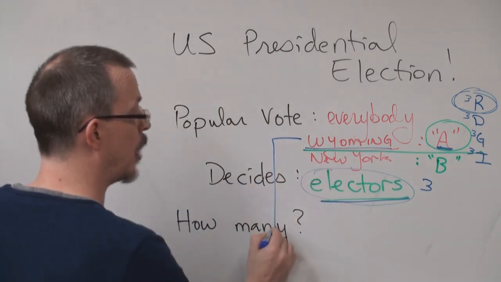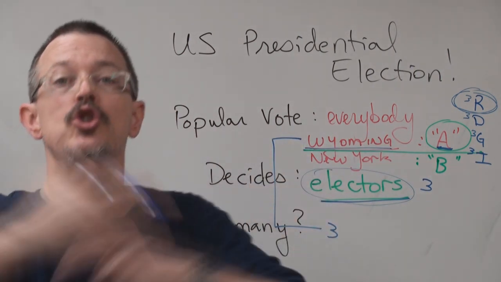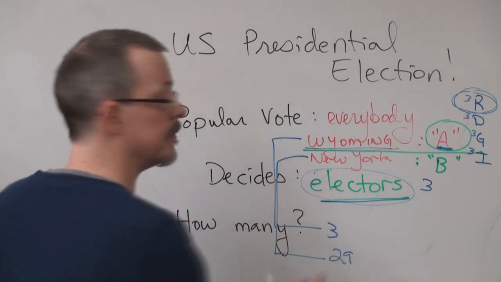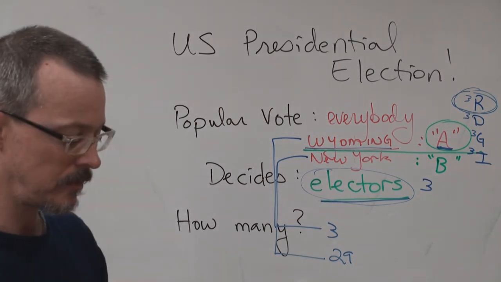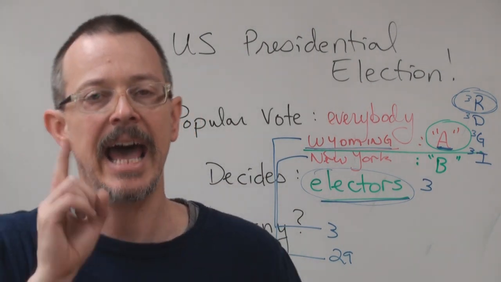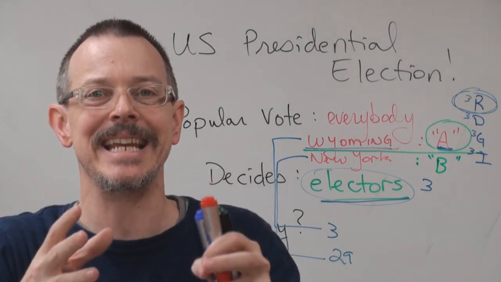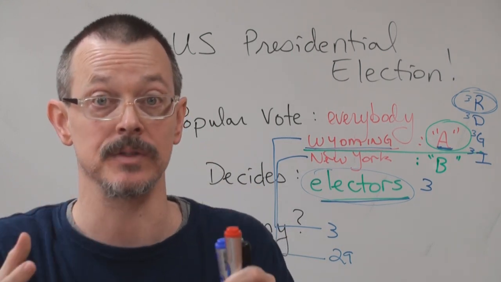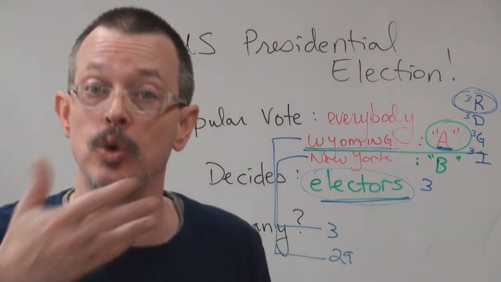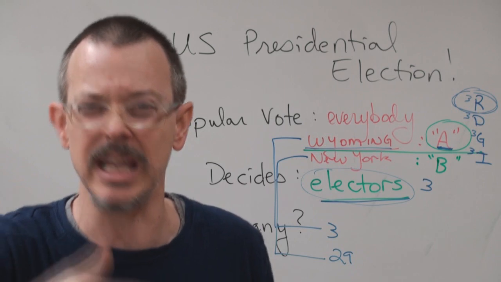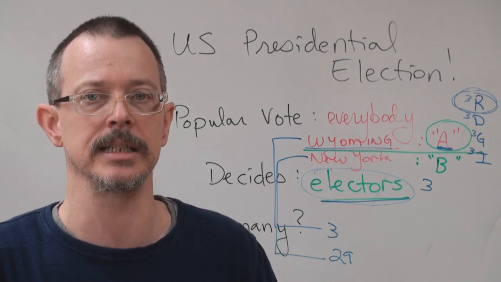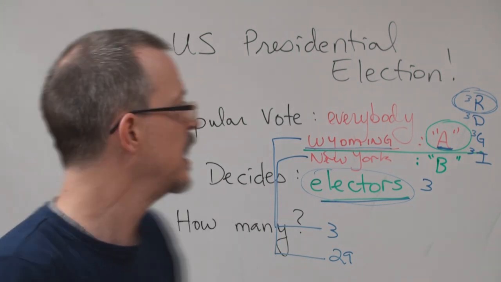So for Wyoming, how many? 3. But New York has a large population, and for New York, I believe it's 29. So, when Americans vote for president, actually they're voting for state representatives called electors. The electors then go to Washington, D.C. a month and a week later, in December, and then they actually vote for president. Okay?